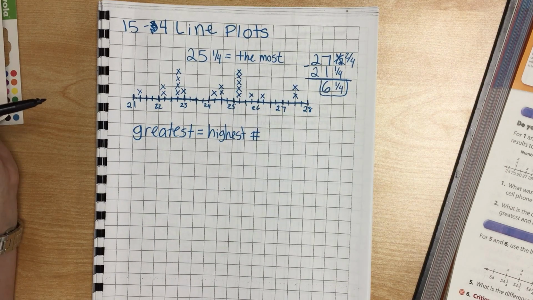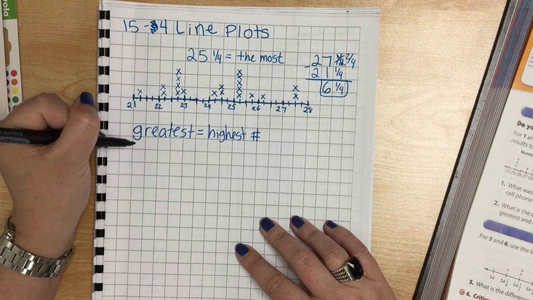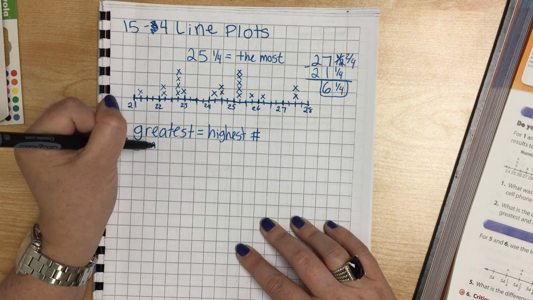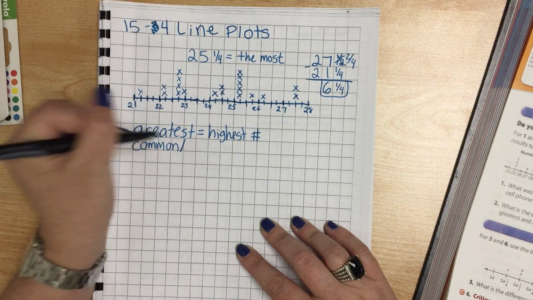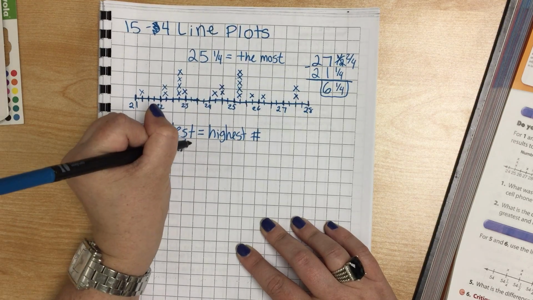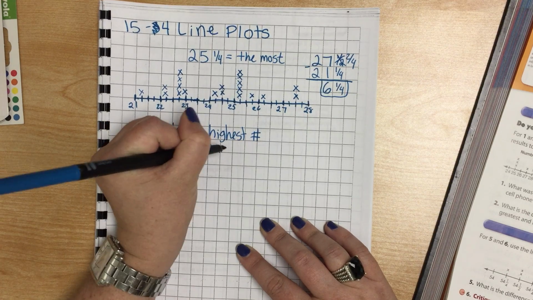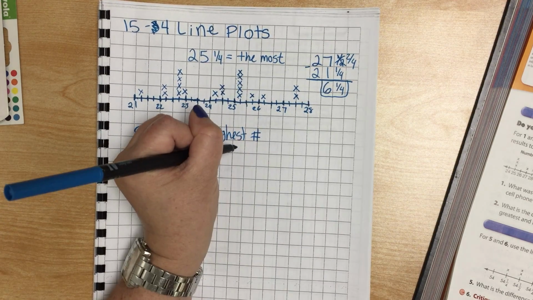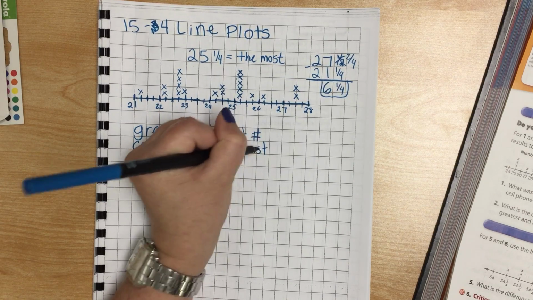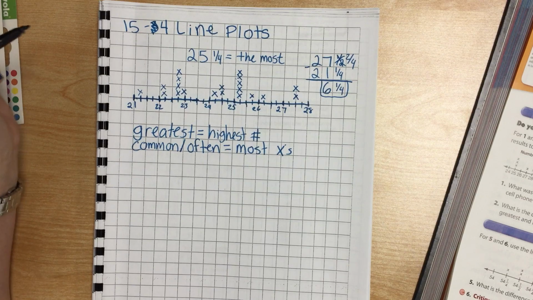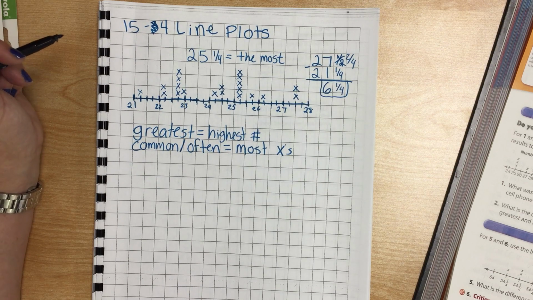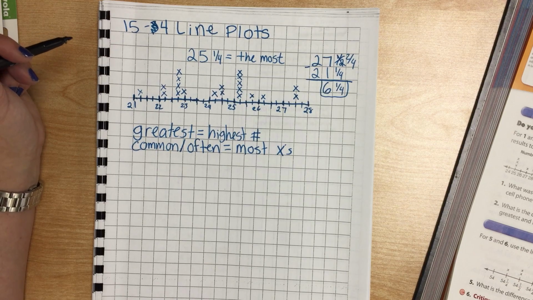When it's asking you for the most common, when it uses words like common, or words like often, that means you're looking for the one with the most X's. Okay? So that language there is going to be what could mess you up. You have to be careful with those words.